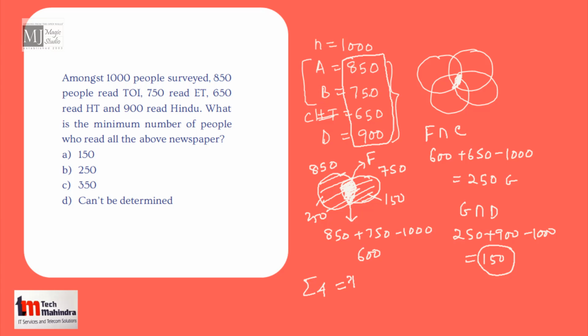is 3150, and then you deduct 3000 from it. It will give you 150 straight away. Suppose if there are like 5 newspapers, add them all and then deduct 4 times the total number of people we have. That is the simplest process to find the minimum number which would be common to all four. In this particular Venn diagram, in the common space, minimum number should be 150.